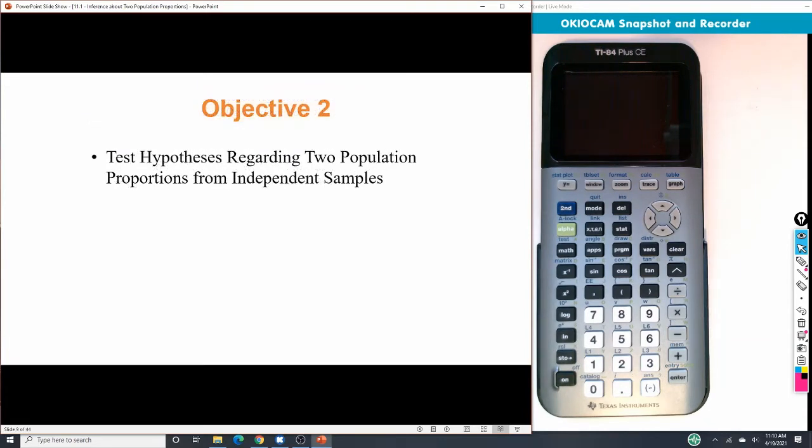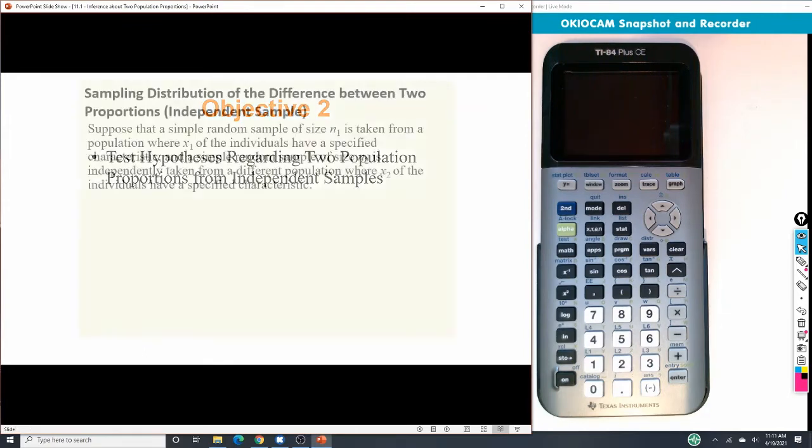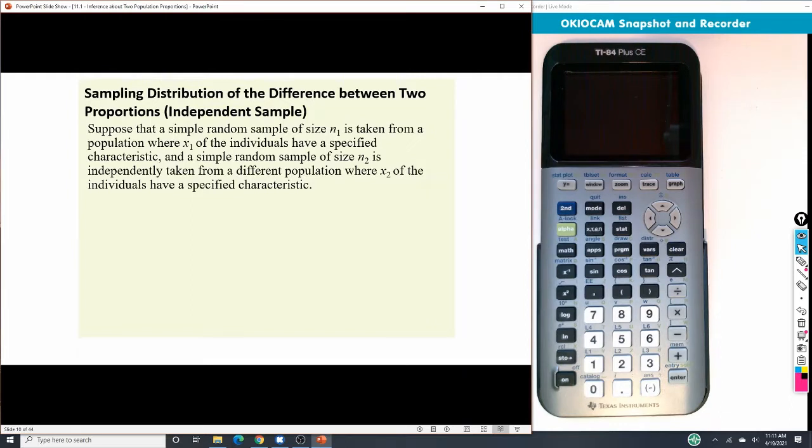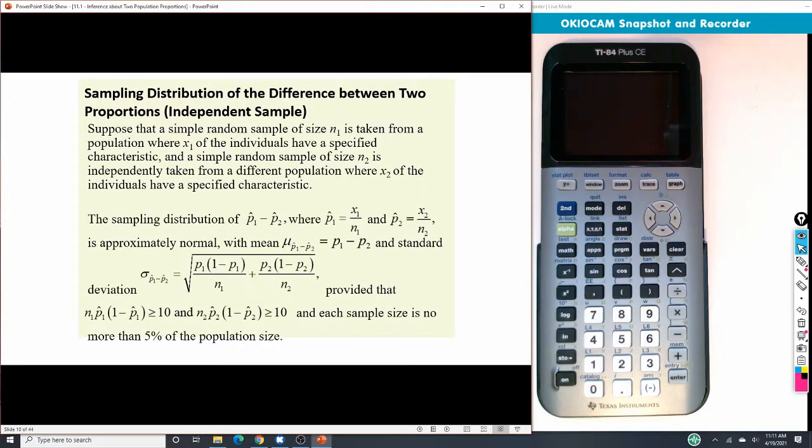Now, testing hypotheses regarding population proportions. Suppose that we have a random sample N1 taken from a population X1, and a random sample N2 that's independent from a population X2. We're going to be doing a lot of different things here. Here are all the different formulas: p hat 1, p hat 2, our mu of those different things, and our sigma from all of those. You've got all these formulas, but we are going to look in the calculator and see how to deal with all of them.